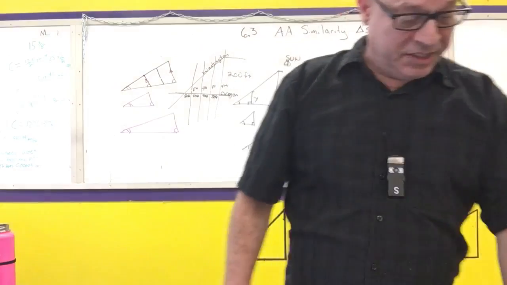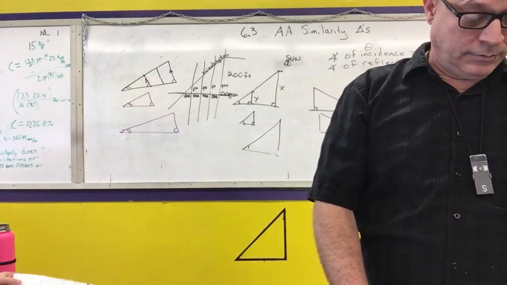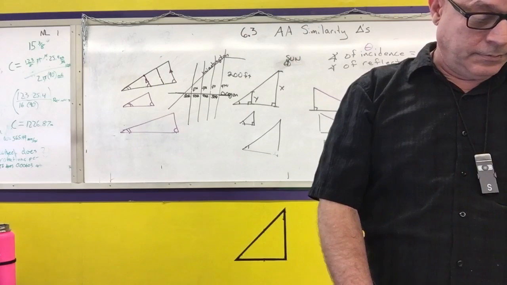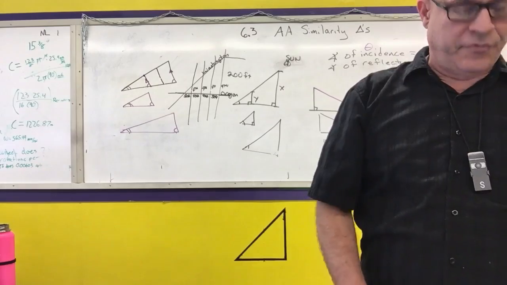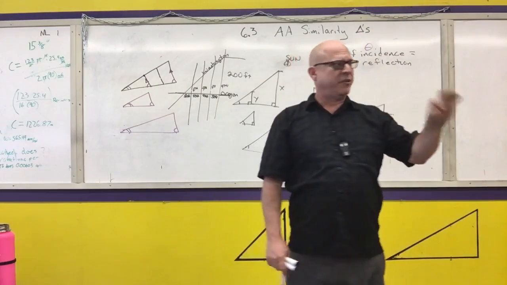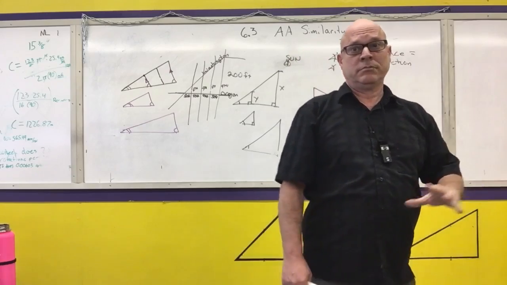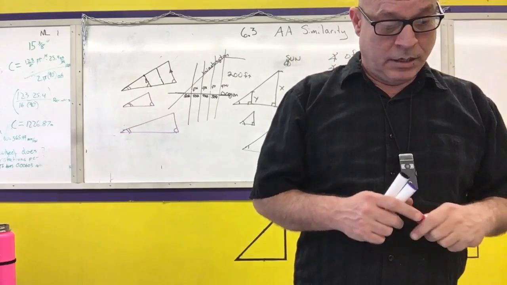Please turn your book to page 378. Problems 9 through 14. If you can prove that two angles are congruent to each other, then the triangles are similar. That's what they want you to do in that group of problems.